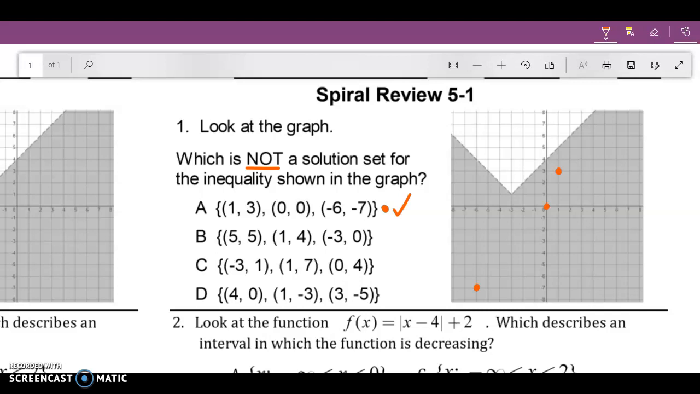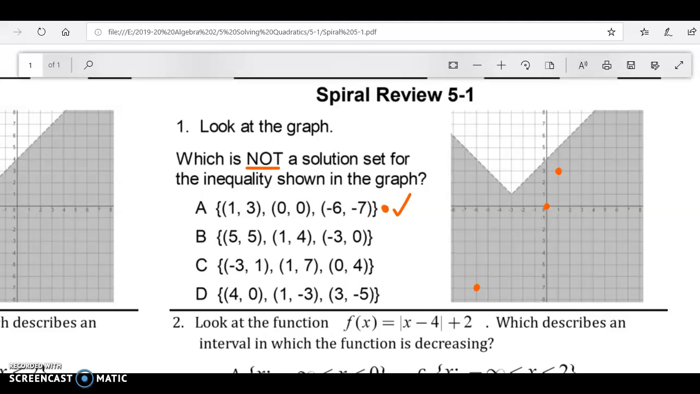Go through the rest of your answer choices. You guys, in case you can't see it very well on your picture, this is a dotted line for your absolute values. So remember that points on the dotted line are not included in the solution set. Okay, so that's question number 1.